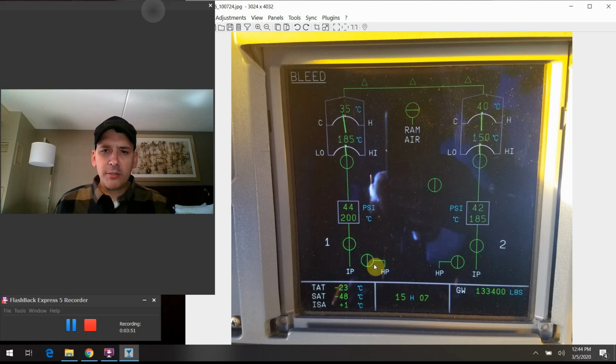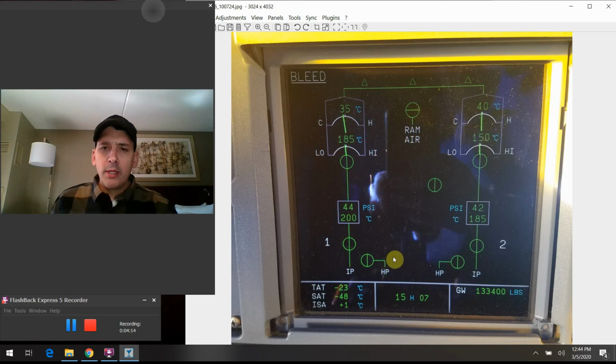So that's just what the IP and the HP mean, like I said there, and the valves themselves just show the position of the valve. In this case, the intermediate pressure valve is open and the high pressure valve is closed off. If you saw the high pressure valve open up, this little green line would connect and you'd see it feeding into the system as a whole.